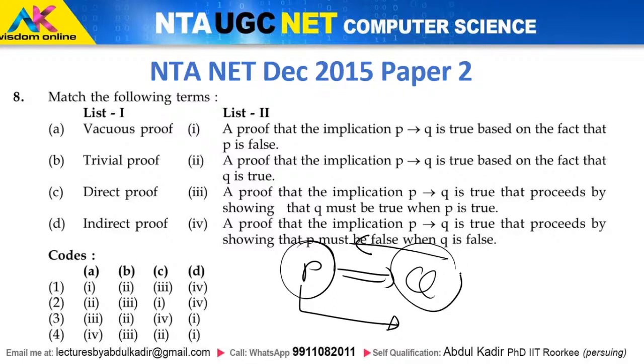You are saying that if Q is false, then P is false. That is the indirect proof. So the answer will be option 1. If anyone has any doubt in this, then you can just Google the meaning of vacuous.